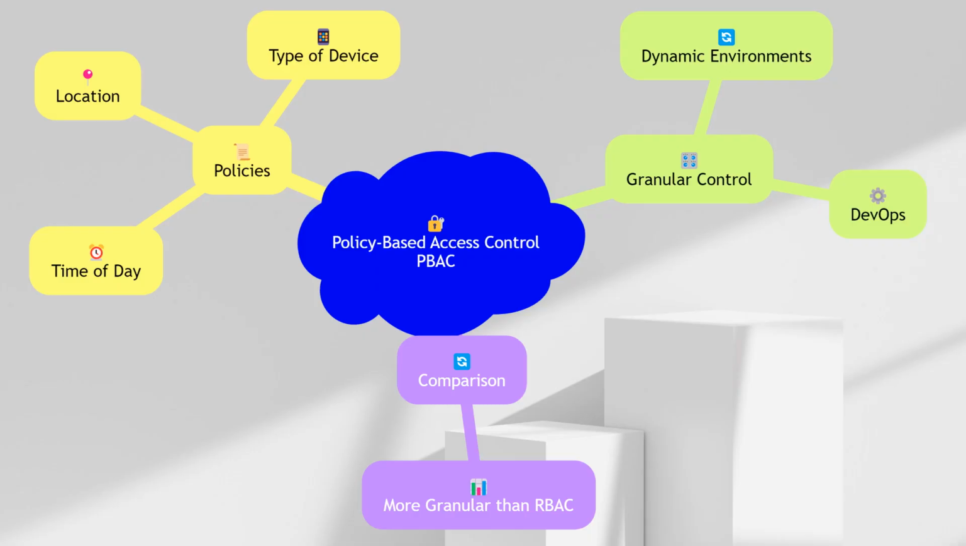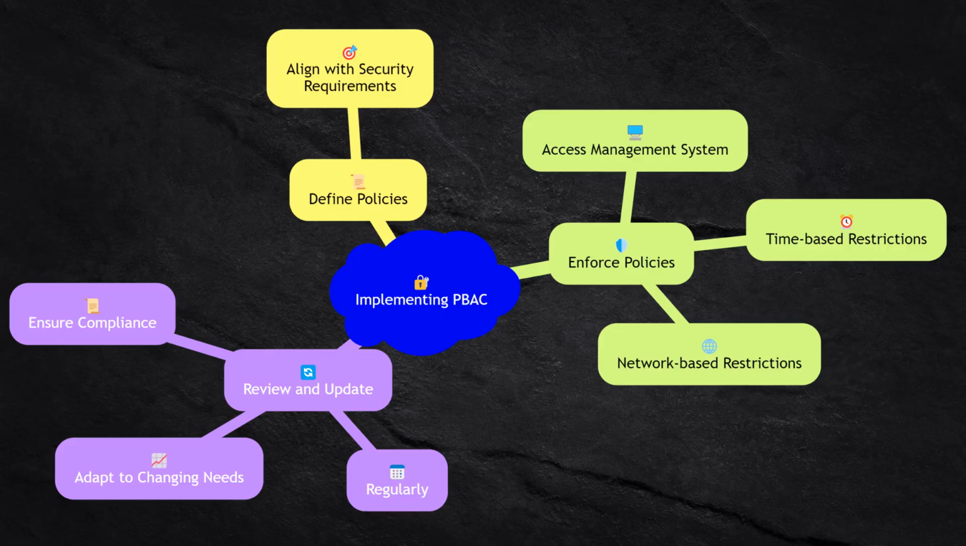Policy-based access control, PBAC, is another method of managing access where policies define the conditions under which access is granted. These policies can be based on various factors, such as time of day, location, or the type of device being used. PBAC offers more granular control compared to RBAC and can be particularly useful in dynamic DevOps environments where access needs may change frequently.